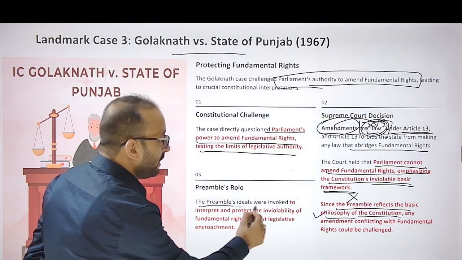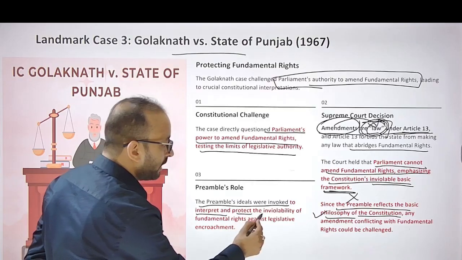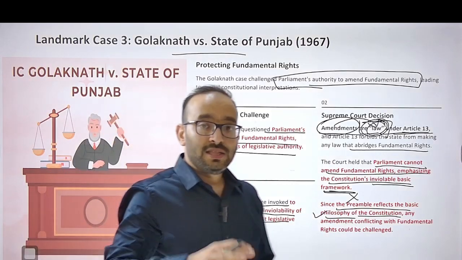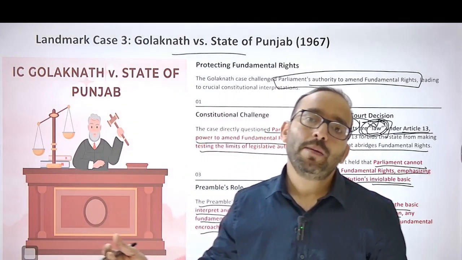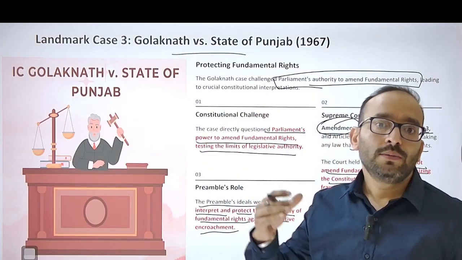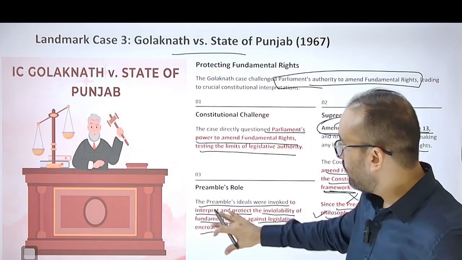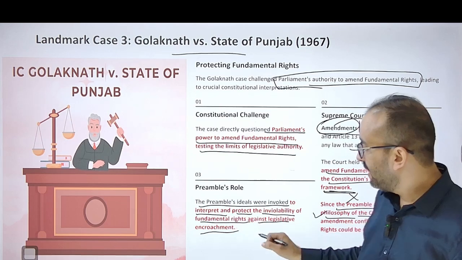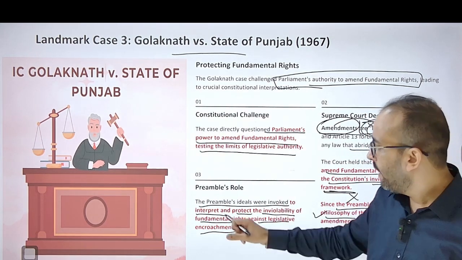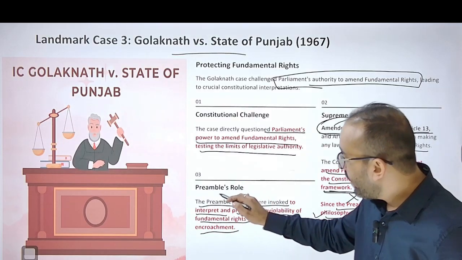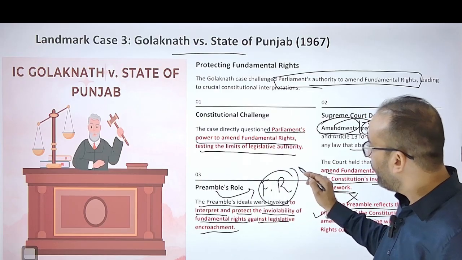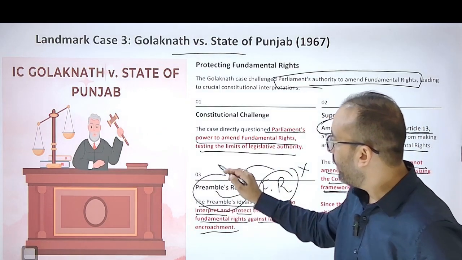Now, the preamble's ideals were invoked to interpret and protect the inviolability of fundamental rights against legislative encroachment. That is because the preamble has promised the people justice, liberty, equality, fraternity, and secularism, socialist, right? So these things, the preamble has provided the foundational basis. This has been helpful to the court in interpreting and protecting the fundamental rights. So when the preamble is protecting your fundamental rights, and if you cannot amend fundamental rights, indirectly you cannot amend the preamble.